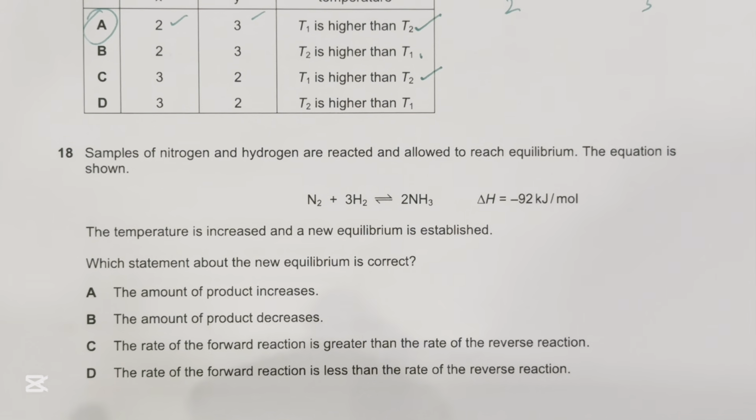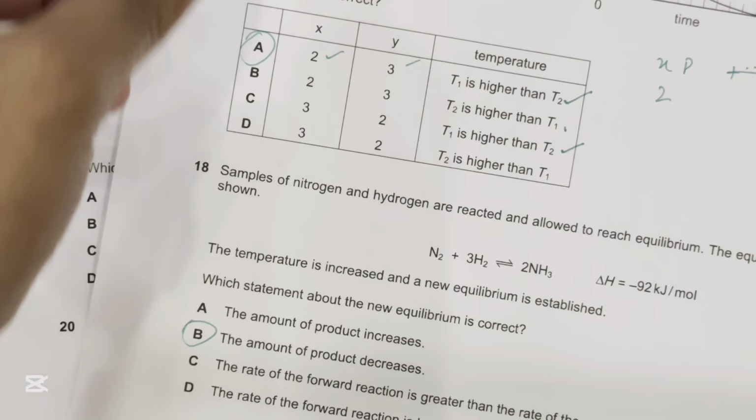So how is it going to oppose? By reducing the amount of product, decreasing the amount of product. So option B is carrying that option. This is a typical explanation and a typical application of Le Chatelier's principle. You need to revise that. Moving to question number 19.